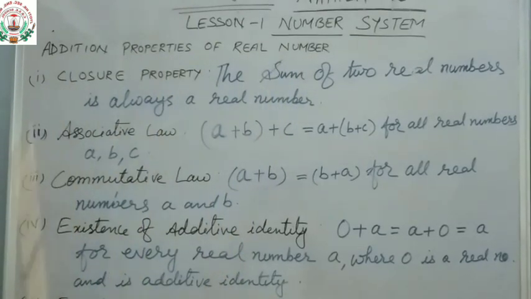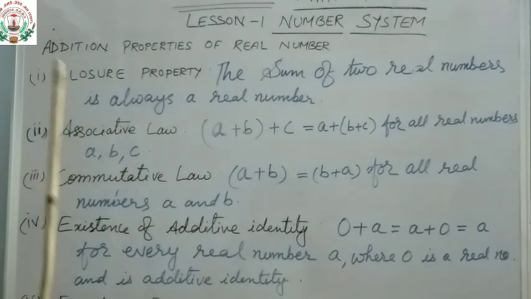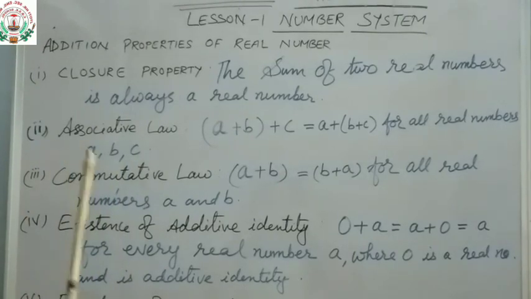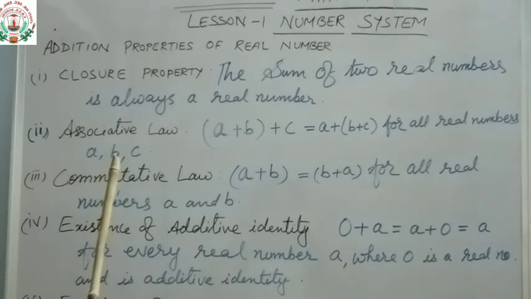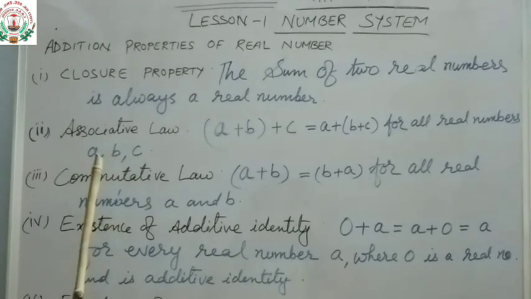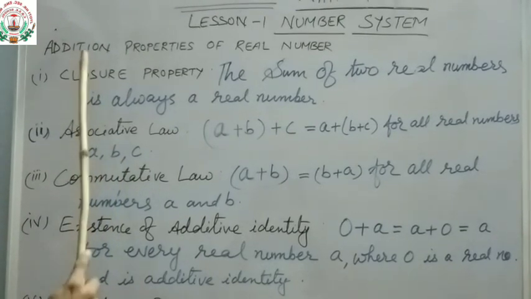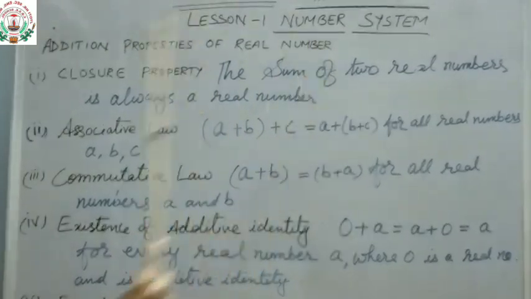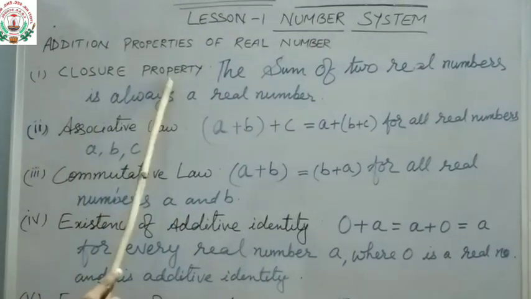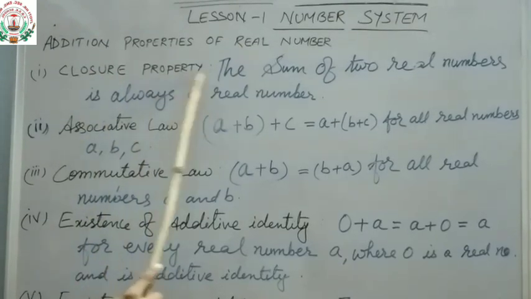These addition and multiplication properties we have seen in class 8 about whole numbers, integers and natural numbers, along with the rational numbers also. Remember, children? Now we will see the addition properties of real numbers. The first one, the closure property. Closure property, in that, what is that?